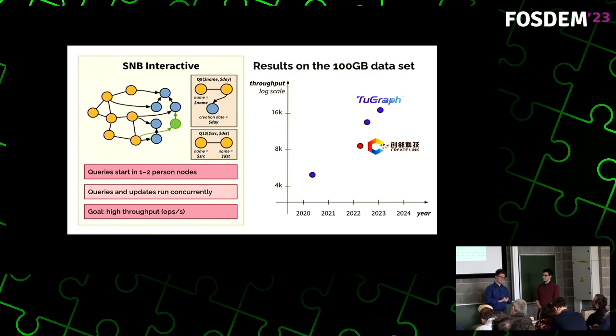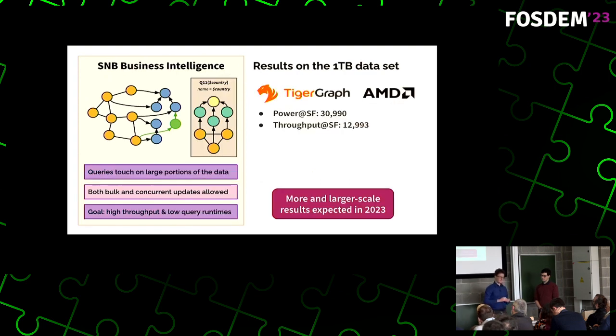We are happy to report that we have official results from the last 3 years, where systems started with slightly above 5,000 operations per second and have sped up exponentially, now being close to 17,000 operations per second on a 100 gigabyte data set. The other workload of the social network benchmark is called business intelligence.